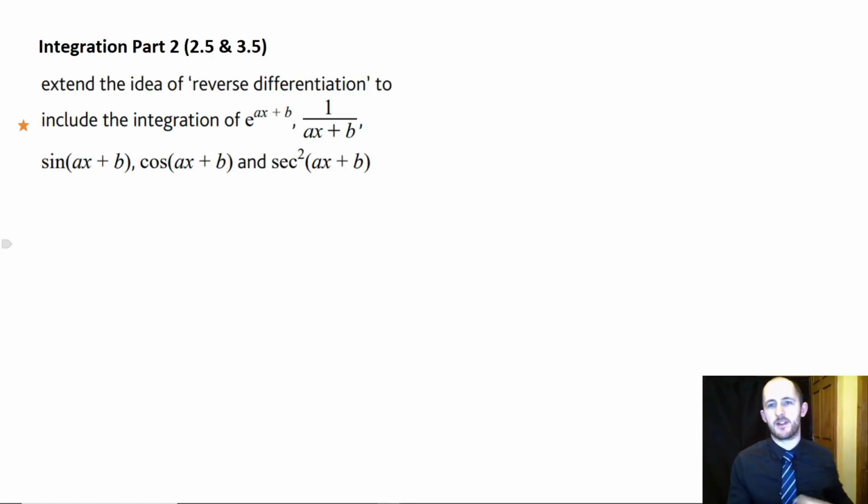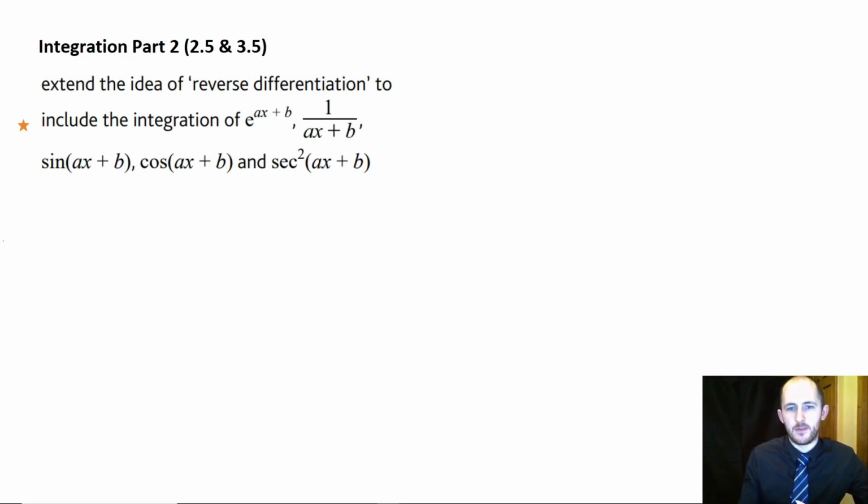Hello and welcome back to Flip Academy. Today we're going to look at integration part 2. This refers to spec points 2.5 and 3.5, so this is on paper 2 and 3. So the first step is extending the idea of reverse differentiation to include the integration of e to the x, 1 over x, sine, cos and sec squared. So again, these are just some results that you can remember that are pretty handy.